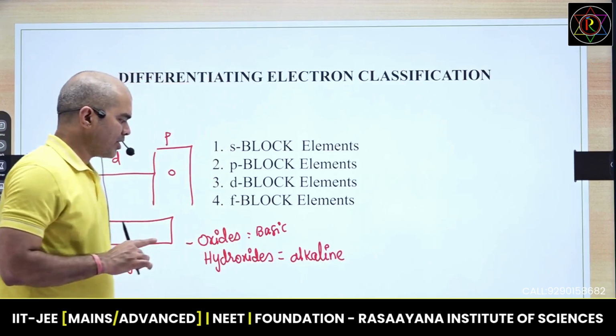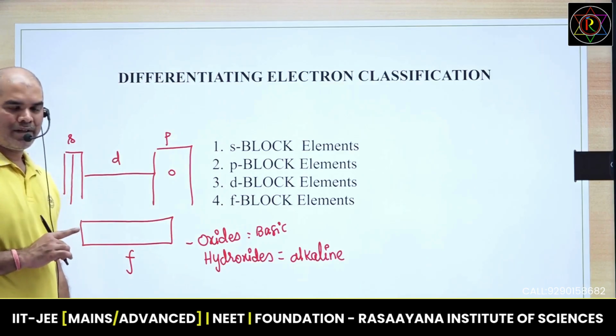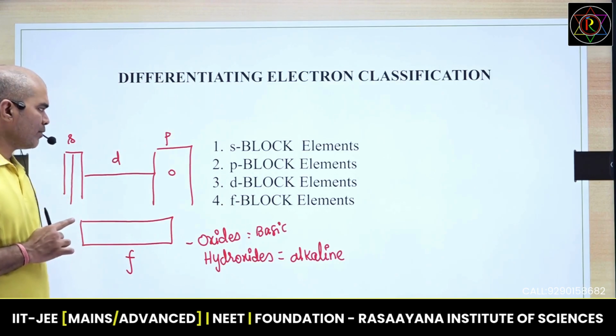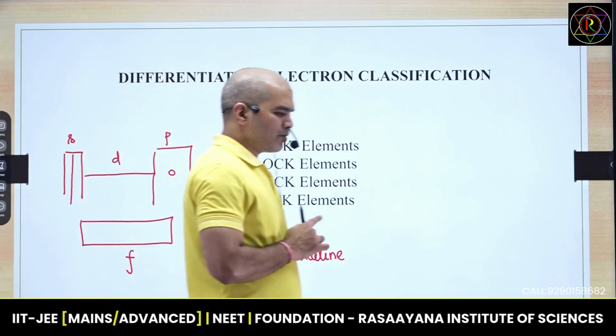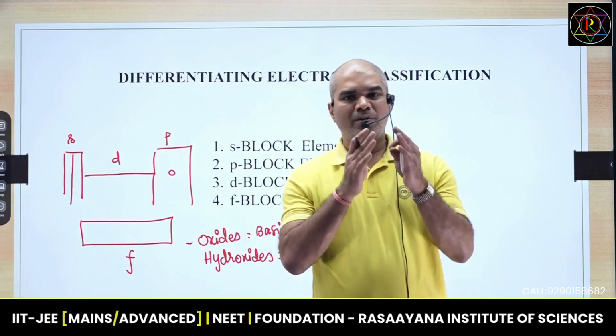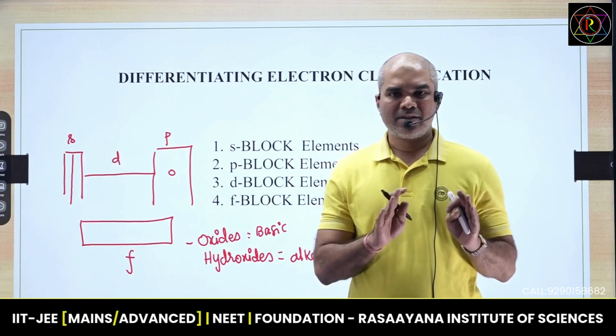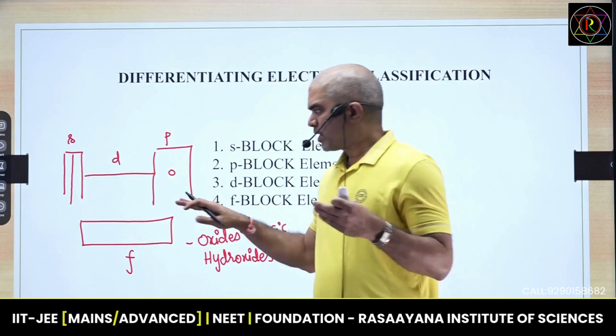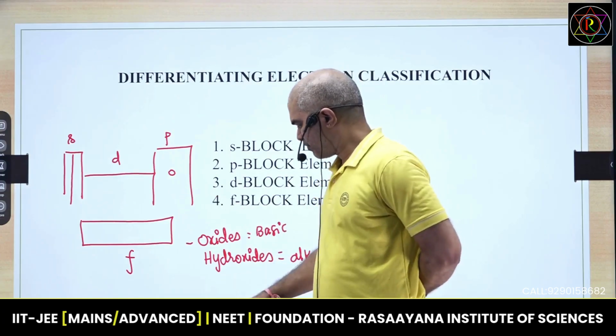Oxides are basic in nature, hydroxides are alkaline in nature. They are highly electropositive elements. Cesium is found to be the most electropositive because down the group electropositivity increases. We have to discuss the trends also once we complete the classifications. Right?